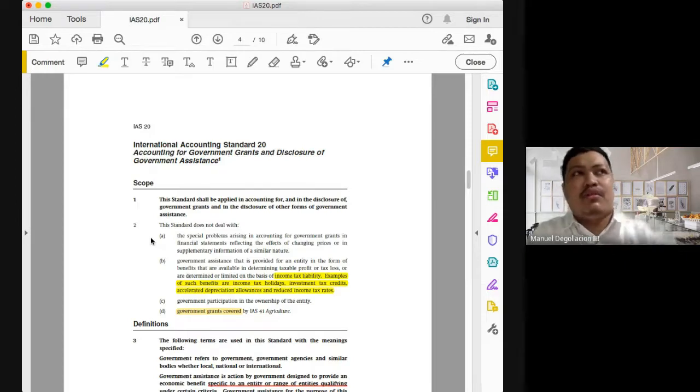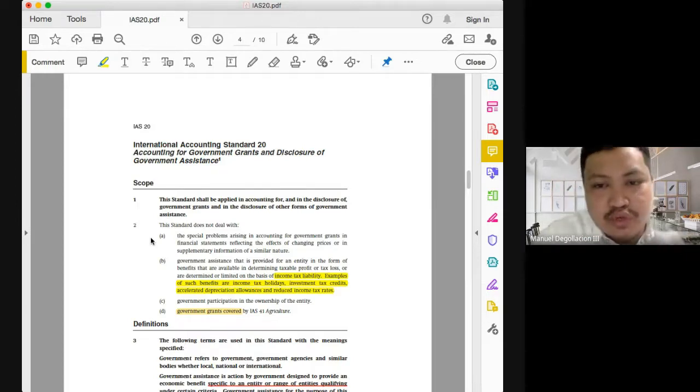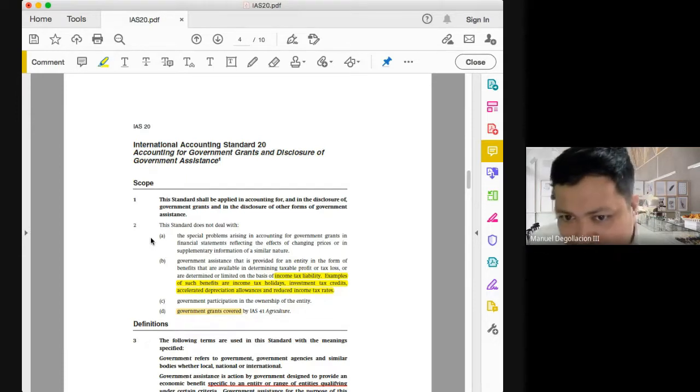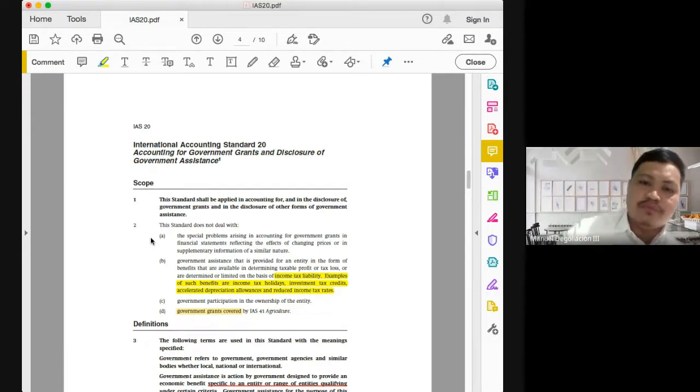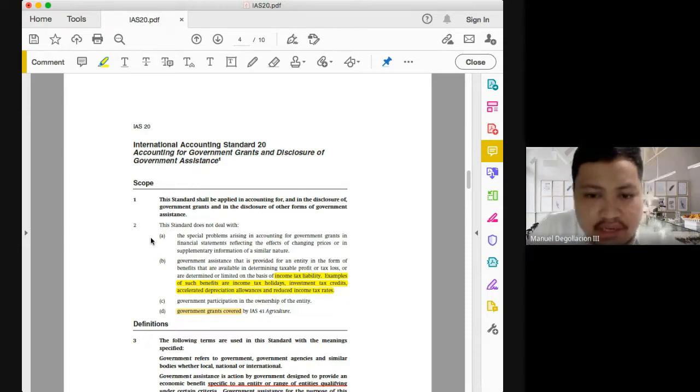Okay, so if this would be transformed into a multiple choice question, which of the following is covered by PAS 20? So out of these four, one may be replaced by a certain type of transaction that is covered by PAS 20. Because again, the enumeration here are the instances, or the type of transactions, that are not covered by PAS 20. And I want you to give special attention to enumeration letter D, class: government grants covered by PAS 41.